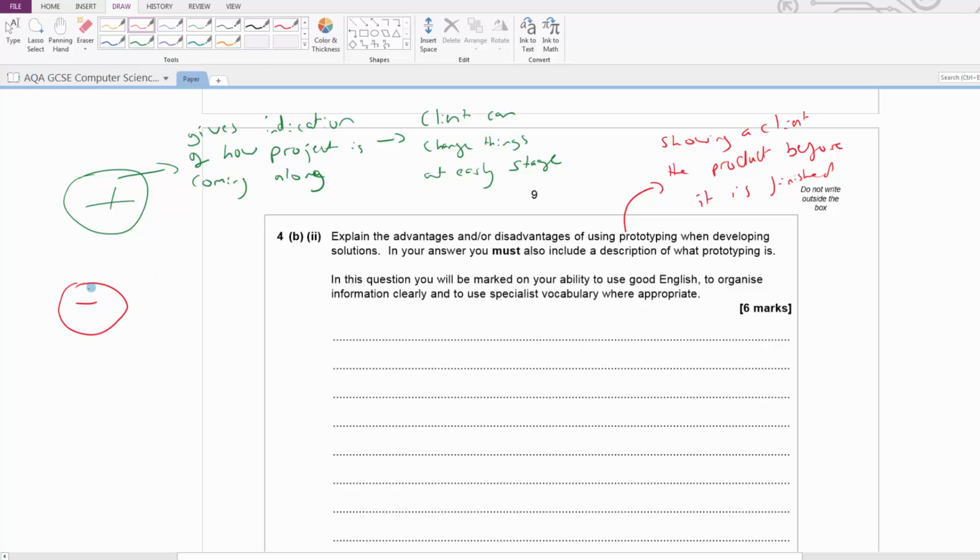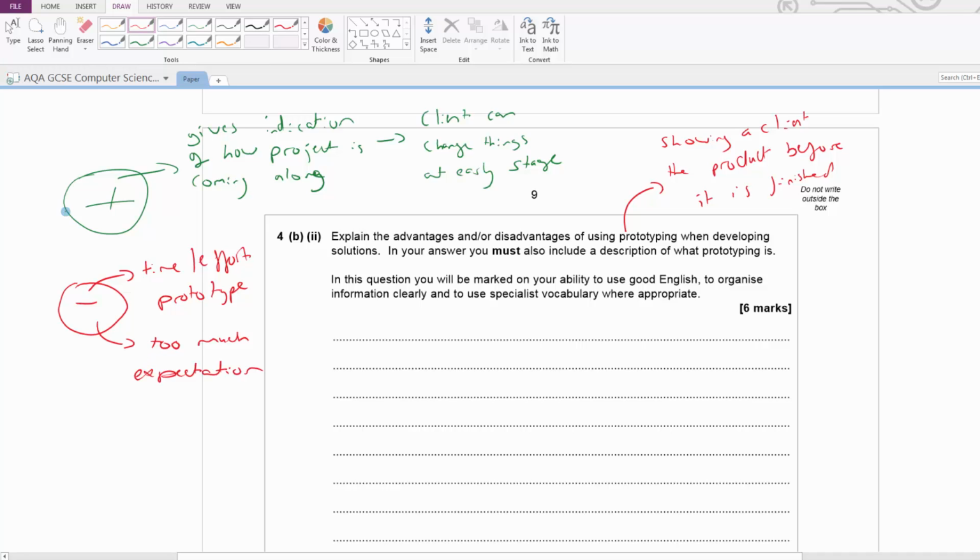In terms of disadvantages, the effort that has to go into actually making a prototype. If they have to go out of their way to make the prototype, then that's a bit of a waste of time, potentially, if you don't think the advantages are that strong. There might be too much expectation on the prototype. The client might think that the prototype is going to be exactly the same as the final solution. So that's probably enough.